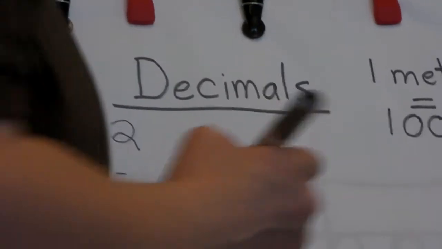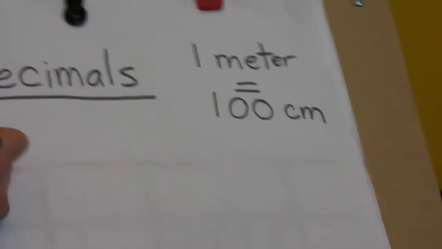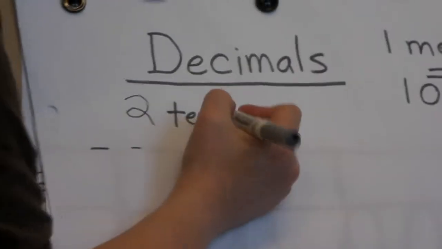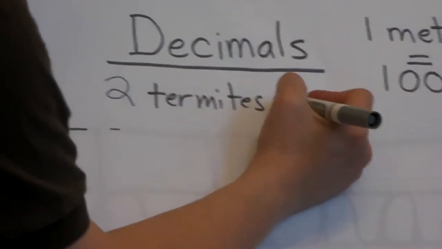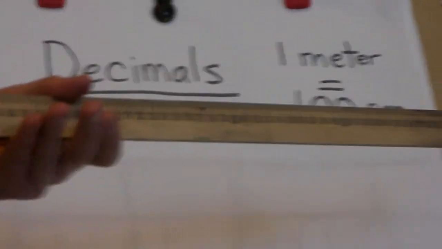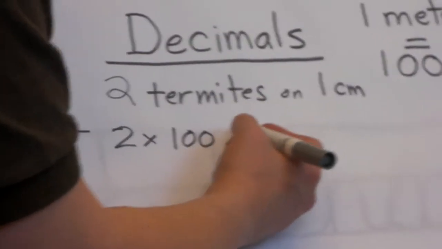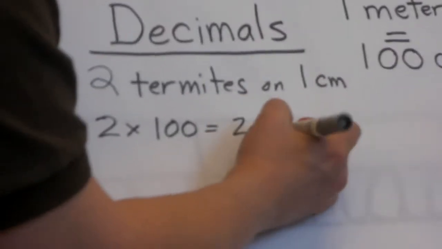If I have 100 centimeters, I need to write that on there. 100 centimeters. So, if I have 2 termites on 1 centimeter, okay? 2 termites on 1 centimeter. My question is really how many termites are going to fit on 100 centimeters? Right? That's the actual question that came up on your problem. And in order to figure that out, well, let's see, I've got 2 termites on one, I've got 100 of them. You could just do 2 times 100. Okay, that's how I would figure it out, actually. And that equals 200 termites.